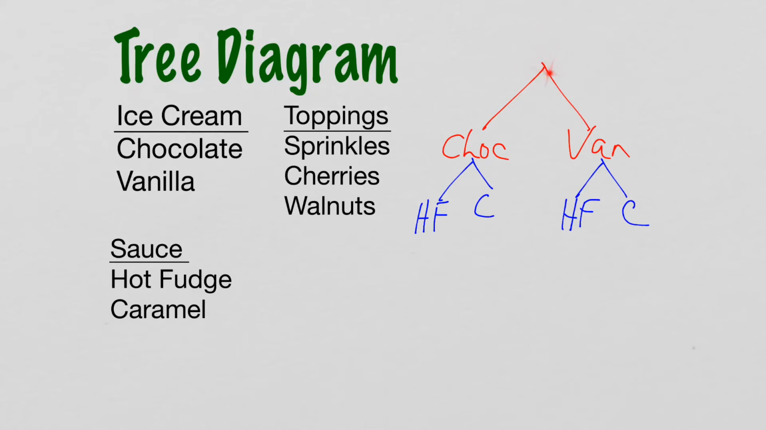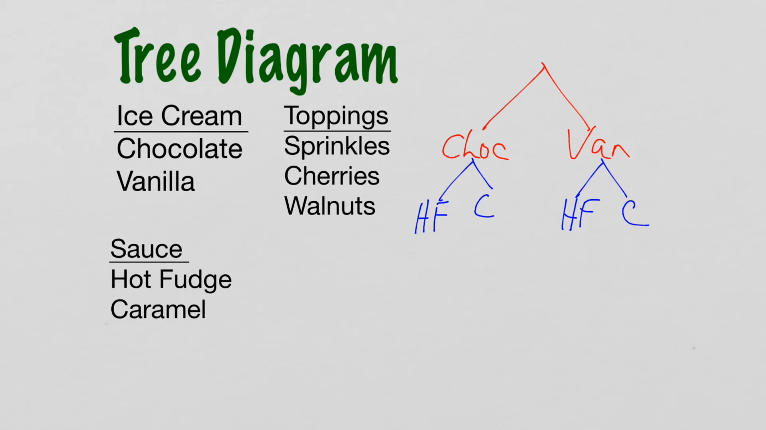the path. Start at the top, and I could say chocolate ice cream with hot fudge. Go back up to the top, I could have chocolate ice cream with caramel. Or I could have vanilla ice cream with hot fudge. Or vanilla ice cream with caramel. But I'm not done, am I? I've got toppings to choose.